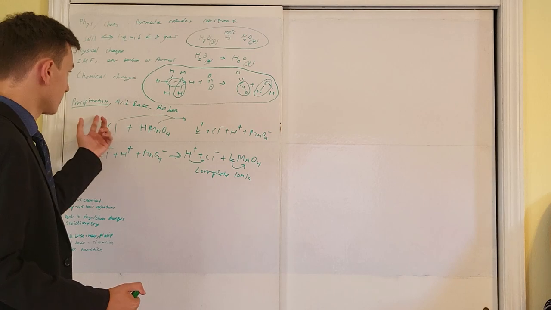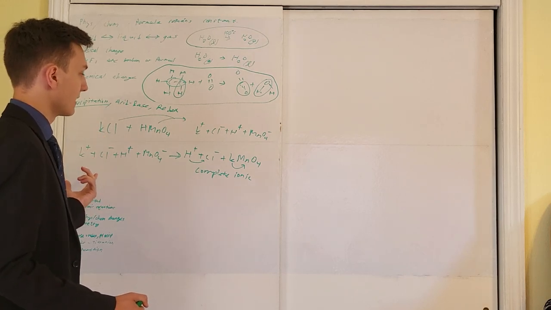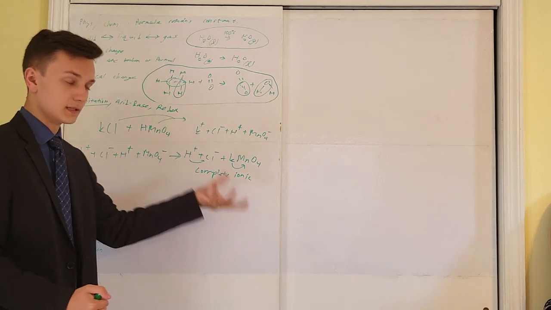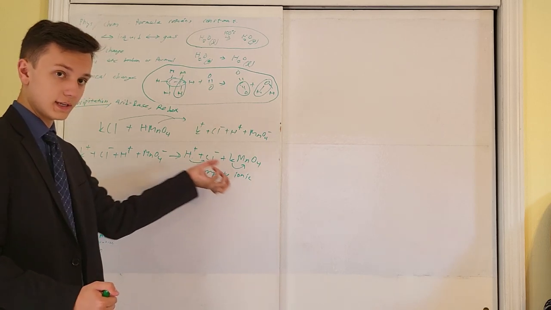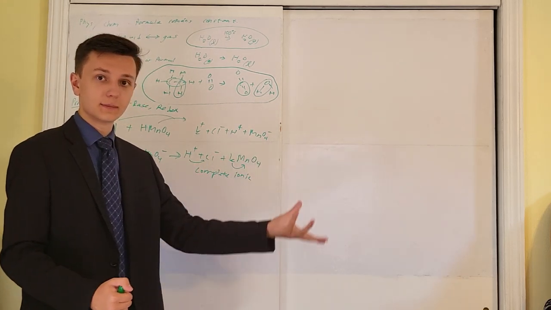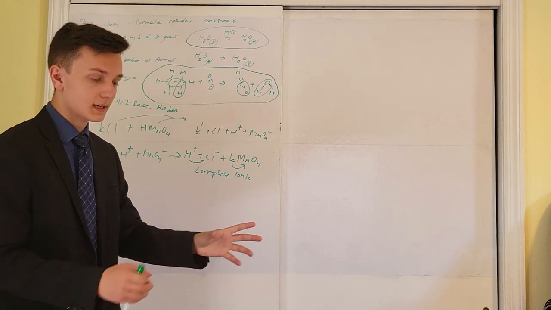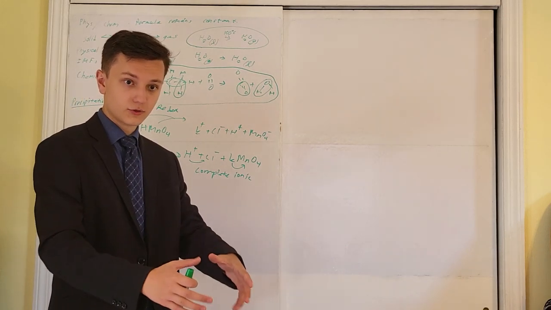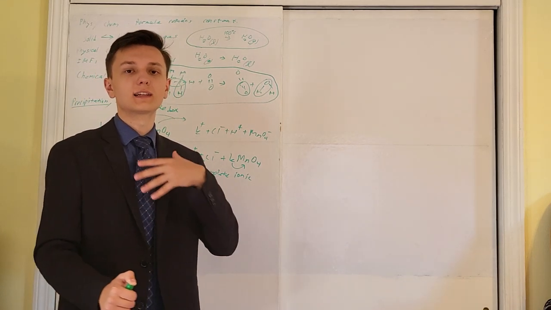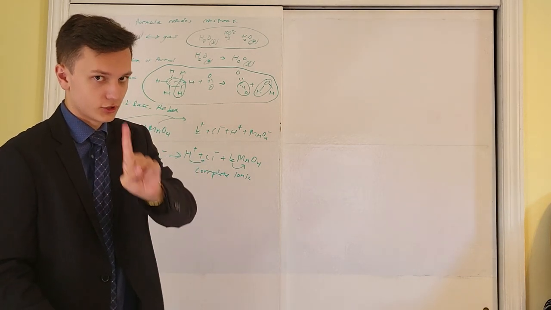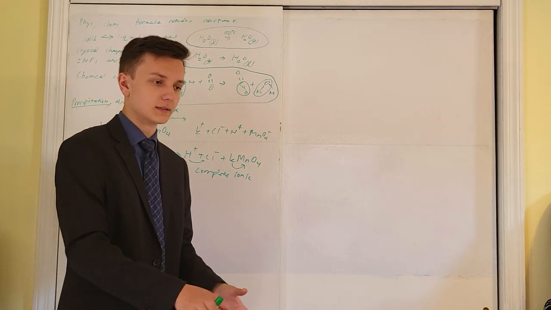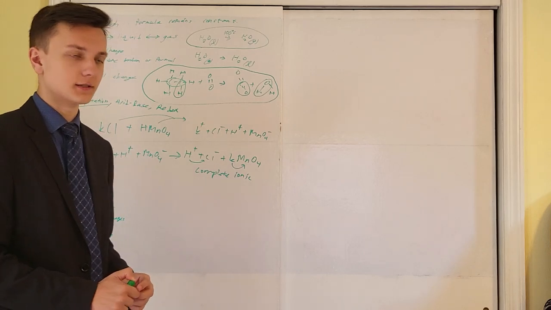So a precipitation reaction is a reaction that involves ions in solution that, when they react, form a precipitate. They form a solid that collects out of the solution, and they form a solid that does not dissolve in the solution that collects on the bottom of the reaction vessel.